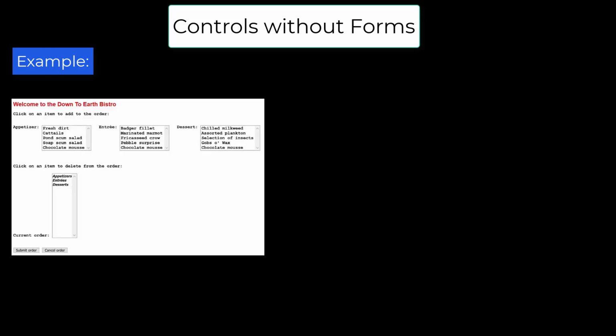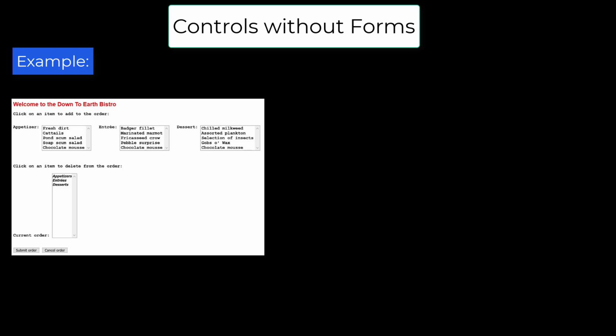Let's look at an example. We'll build on our cafe menu application, the Down-to-Earth Cafe, from the previous video session. The idea now is that instead of transmitting menu choice to the server, we'll use the show bill function to display an order.